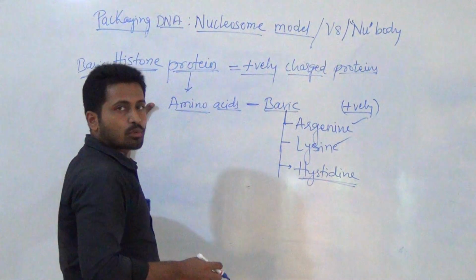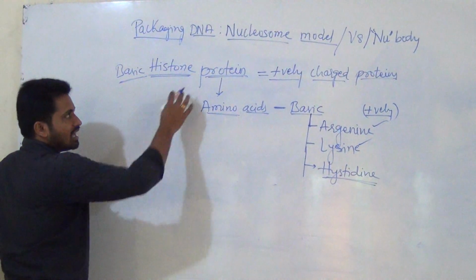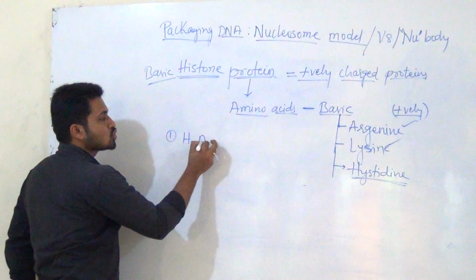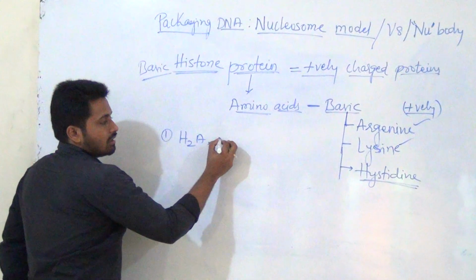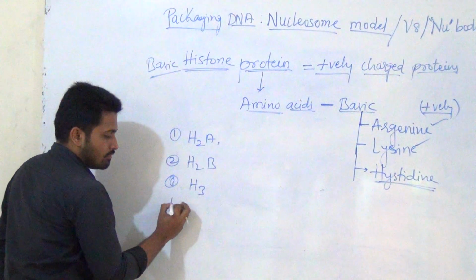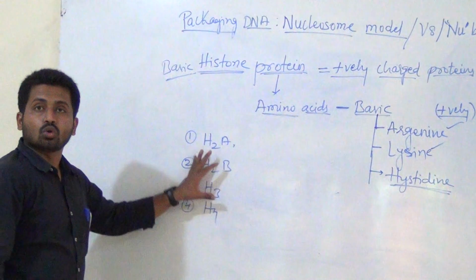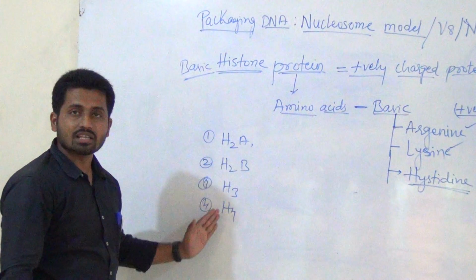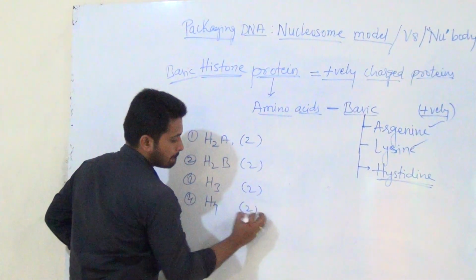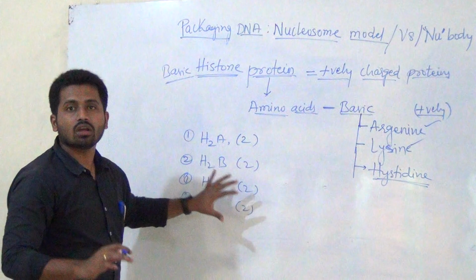Which protein? Histone protein. Now just see here, histones are of four types: first H2A, second H2B, third H3, fourth H4. These are totally histone proteins. How many molecules are there? Each of them is 2 in number. Now how many protein molecules are formed here? That is 2 into 4, 8 proteins.